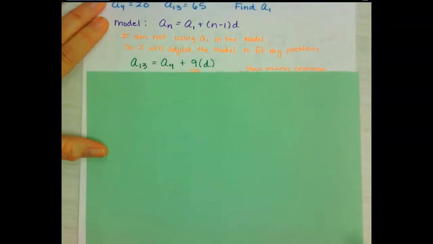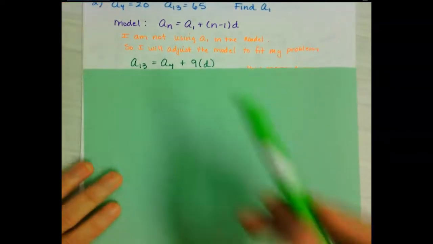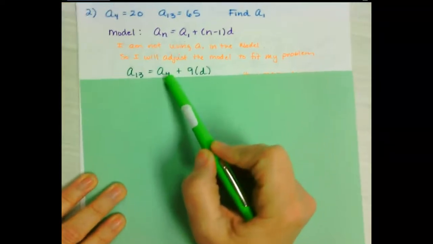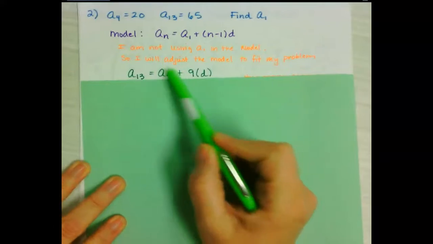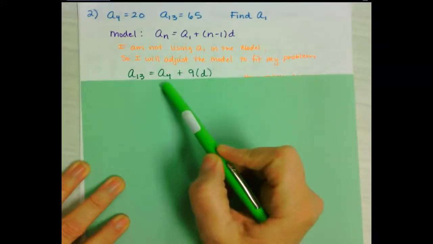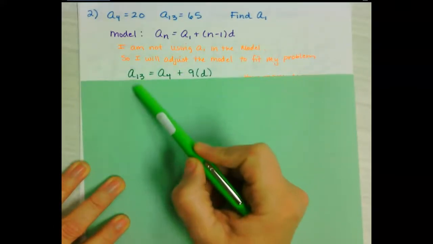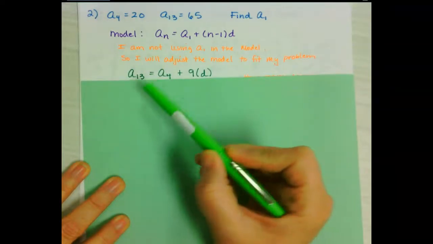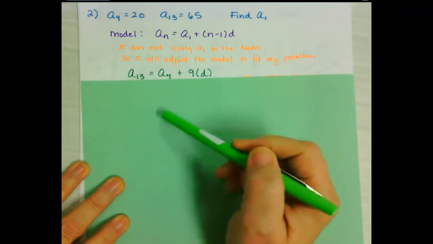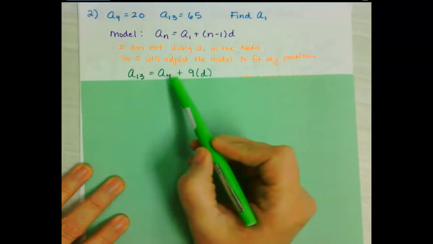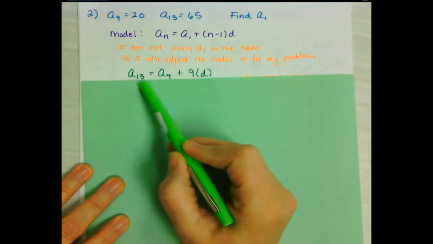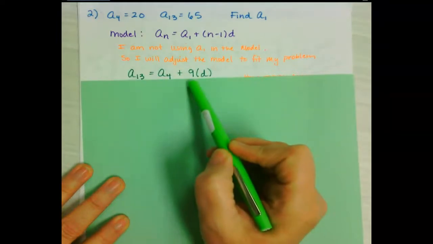So here's how I'm going to work through this problem. I'm going to start with my smallest number, which is a sub 4. That's what was given. And I'm going to replace a sub 1 with a sub 4 in my model. Then I'm going to end out here at a sub 13 instead of a sub n. So when I do that, since I'm not beginning with number 1, it's really just as easy to count. How many common differences are there between 4 and 13? Well, that would be 9.